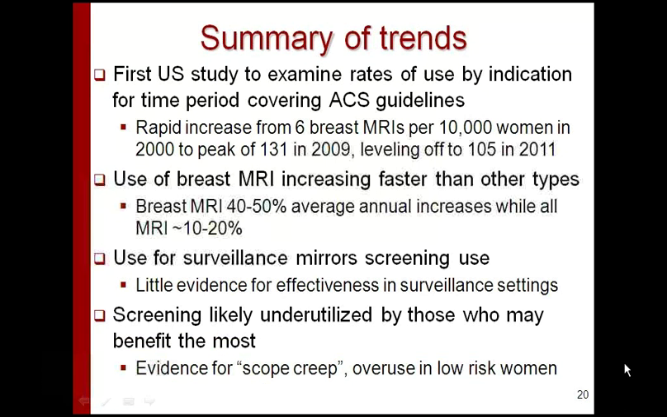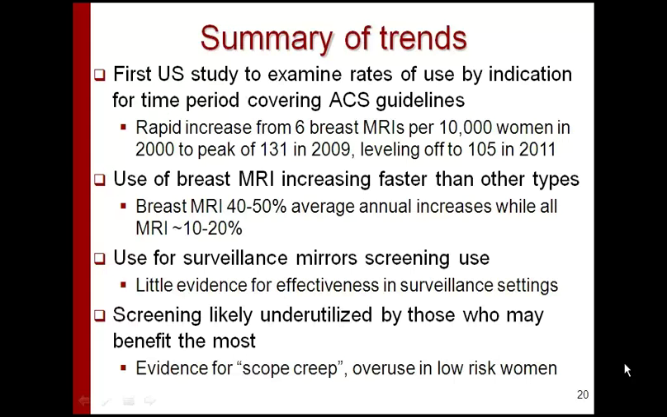Okay, so to step back and summarize the trends, this really was surprisingly the first study to look at these time trends, these rates over time by indication of breast MRI. And we saw that there was a rapid increase from very little use in 2000 on up through 2009. The use of breast MRI was increasing faster than the use of MRI for other body parts. Other body parts saw 10 to 20% increases during this time period. Breast MRI, we're seeing 40 to 50% increases. So definitely it's picking up steam.